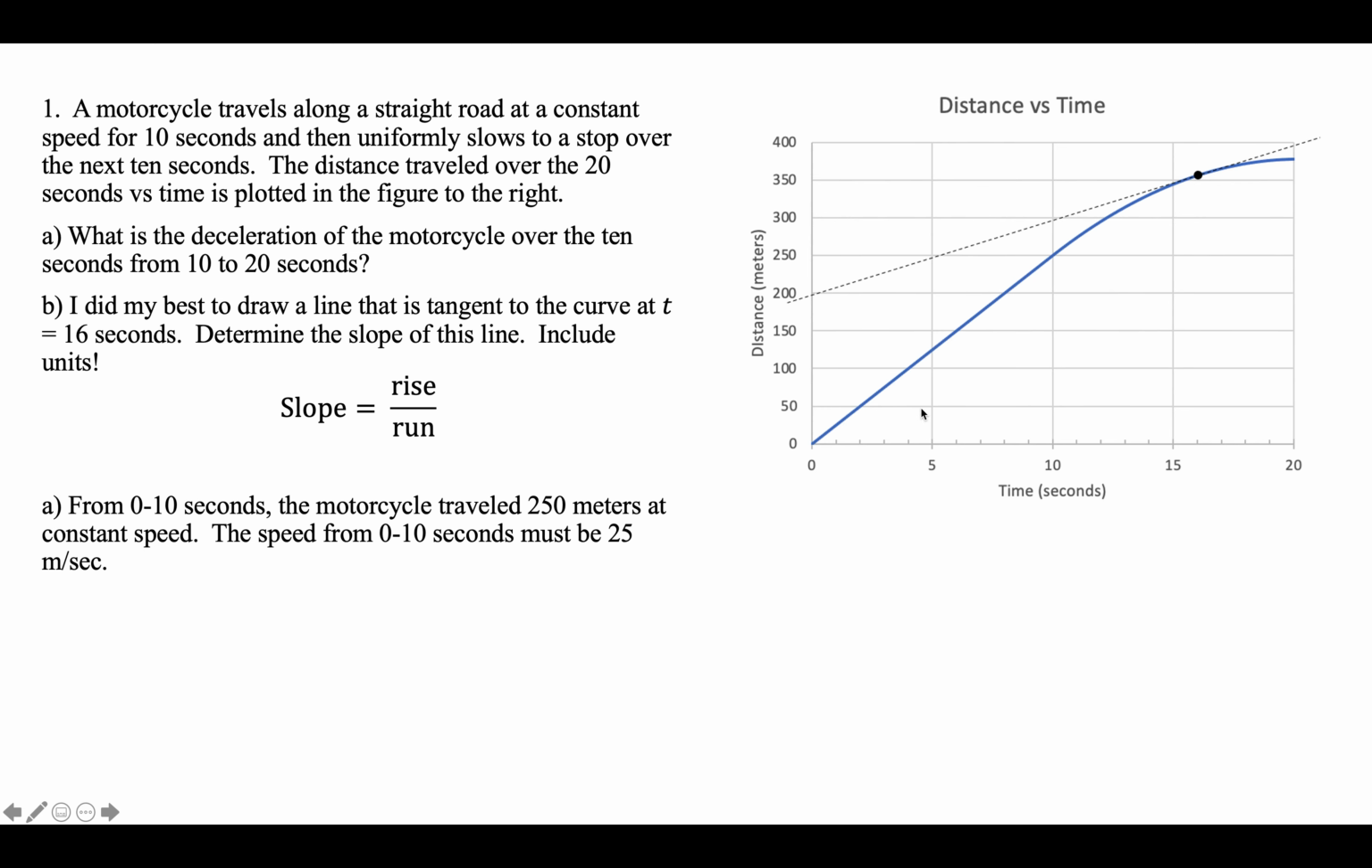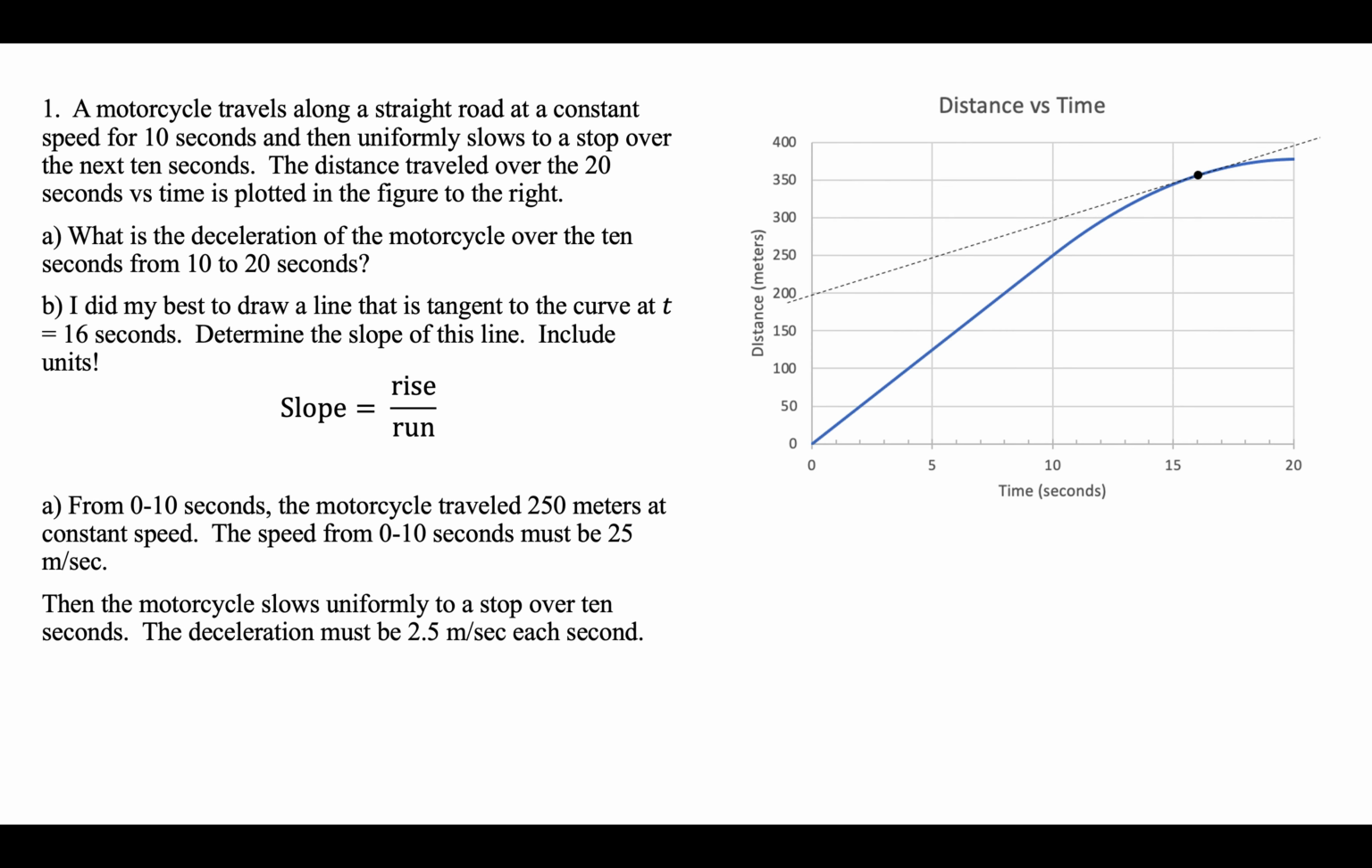So for part A, from 0 to 10 seconds, we can easily see that the speed is 250 meters in 10 seconds, which is 25 meters per second. It goes 25 meters every second. So constant speed over the first 10 seconds of 25 meters per second, then it slows to a stop uniformly over 10 seconds. If it starts at 25 and slows to a stop uniformly over 10 seconds, the deceleration must be 2.5 meters per second every second. That's part A. Part B, we have to get the slope of this line.